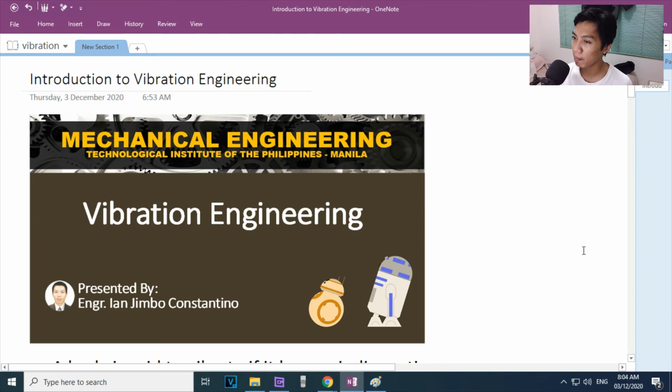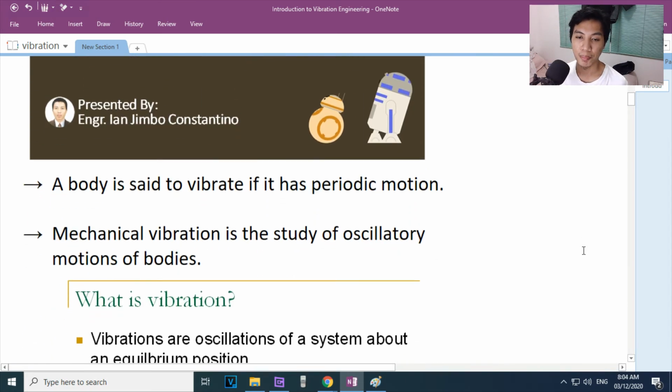Number one, to ensure safety. Number two, to make the performance of your machines optimal, up to its maximum conditions. So let us see. A body is said to vibrate if it has periodic motion.